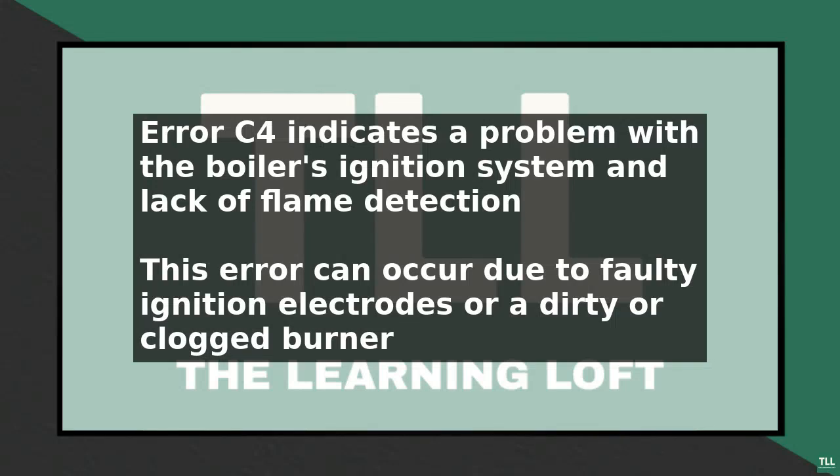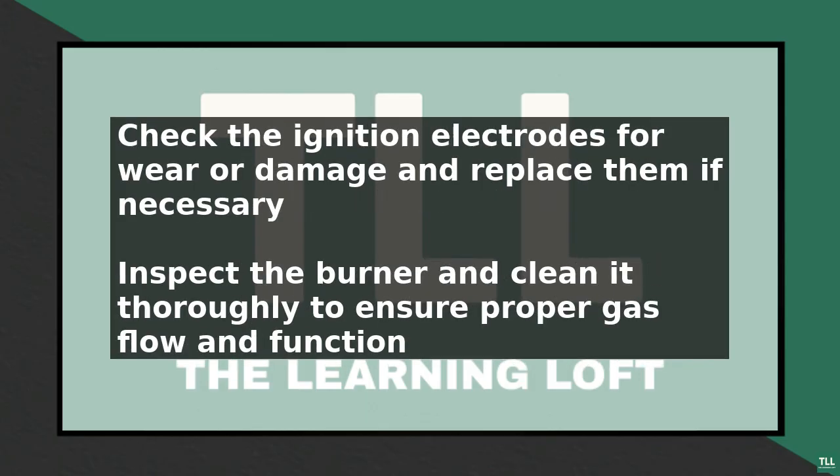How to Fix Bosch Boiler Error C4 is a comprehensive guide that explains the meaning, causes, and solutions to this common issue. The error C4 code indicates a problem with the boiler's ignition system, specifically a lack of flame detection. This error can occur due to various reasons, including faulty ignition electrodes, a dirty or clogged burner, or a malfunctioning flame sensor. To fix the error C4, start by checking the ignition electrodes for any signs of wear or damage.